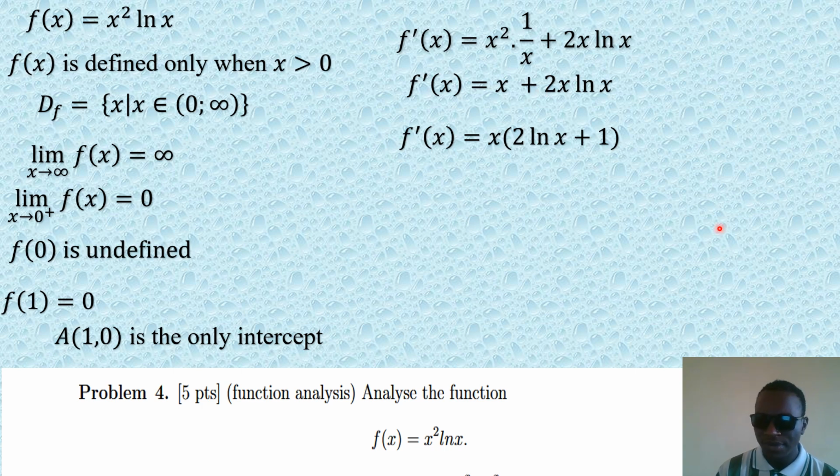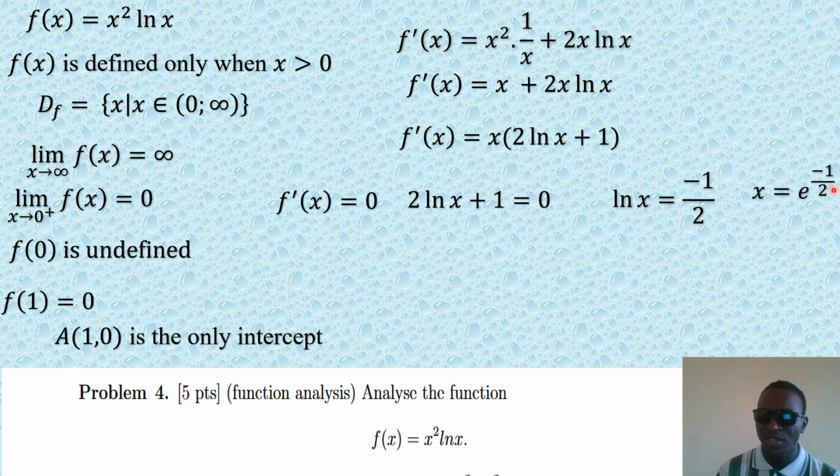From this stage, we have to examine whether the graph has stationary points. f prime of x equals 0 implies x times 2 natural log of x plus 1 equals 0. Remember, x is not equal to 0. The function is not defined at 0. So the only part that can make f prime of x equal to 0 is 2 natural log of x plus 1. And from here, we have natural log of x to be minus a half, giving us x to be what? e exponential to negative half, e to the power minus 1/2.